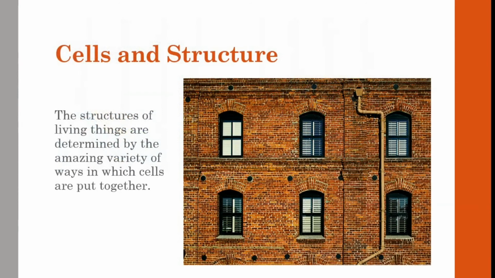Cells and structure. When you describe the structure of an object, you describe what it's made of and how its parts are put together. The structure of many buildings, for example, are determined by the way in which bricks, steel beams, and other materials are arranged. The structures of living things are determined by the amazing variety of ways in which cells are put together.